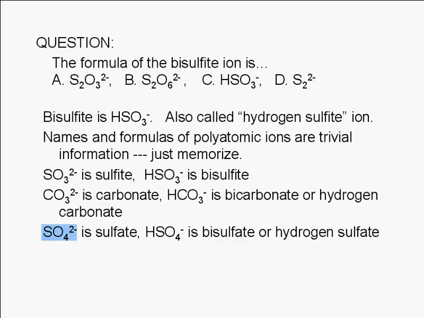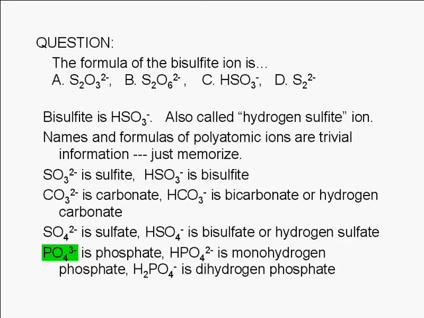SO4 with a -2 charge is sulfate. Bisulfate or hydrogen sulfate is HSO4 with a -1 charge. PO4 with a -3 charge is phosphate. Add a hydrogen and increase the charge to -2 and you get monohydrogen phosphate ion. Add another hydrogen and increase the charge to -1 and you get dihydrogen phosphate ion.